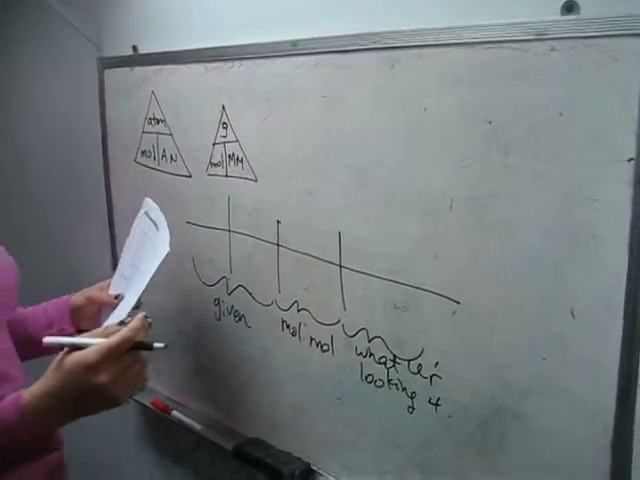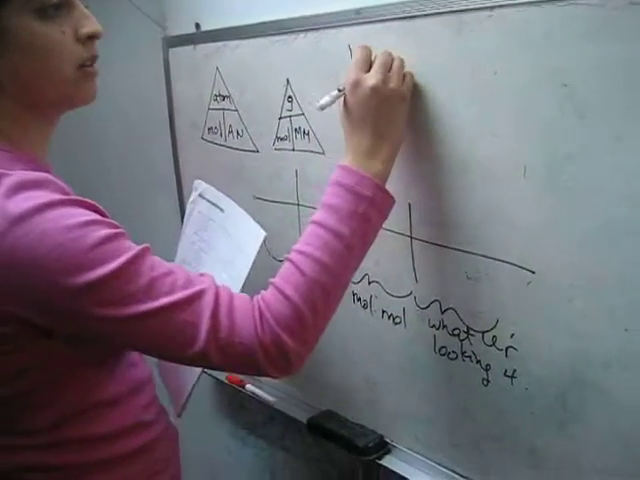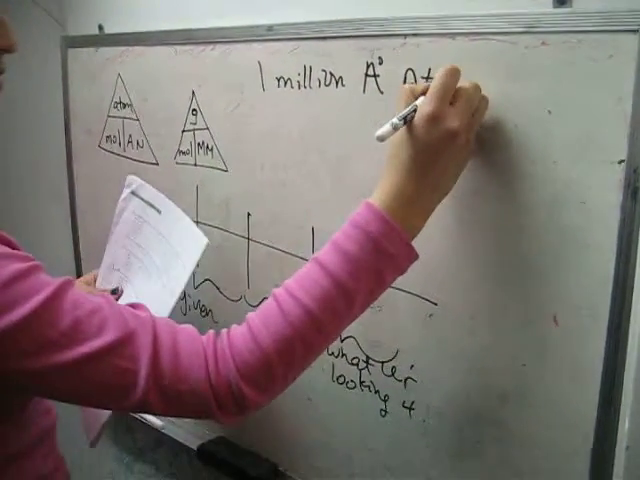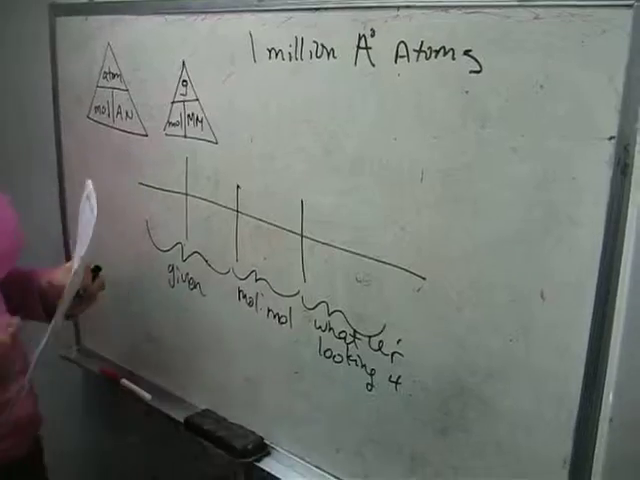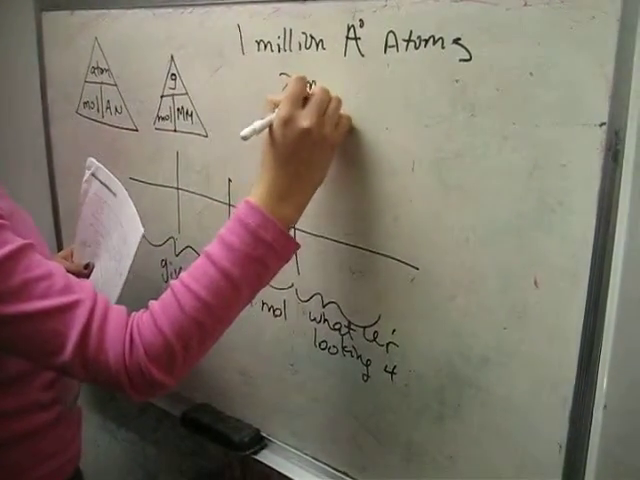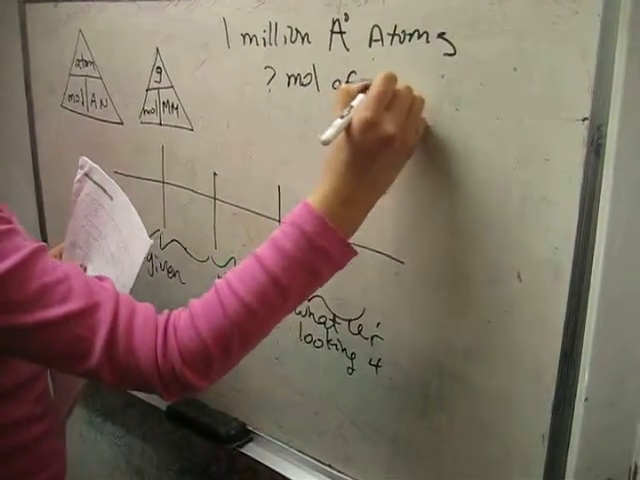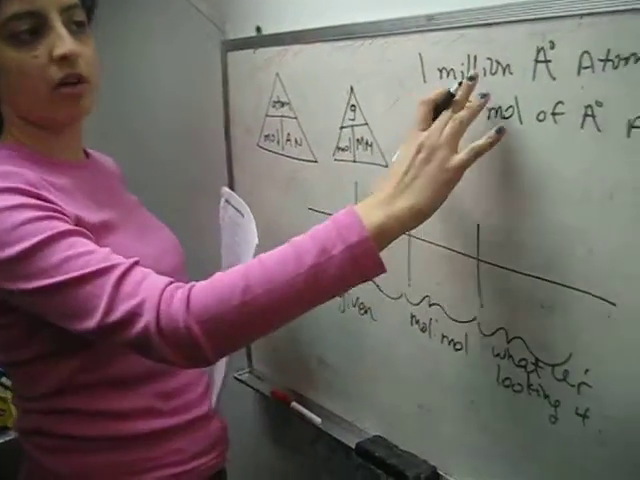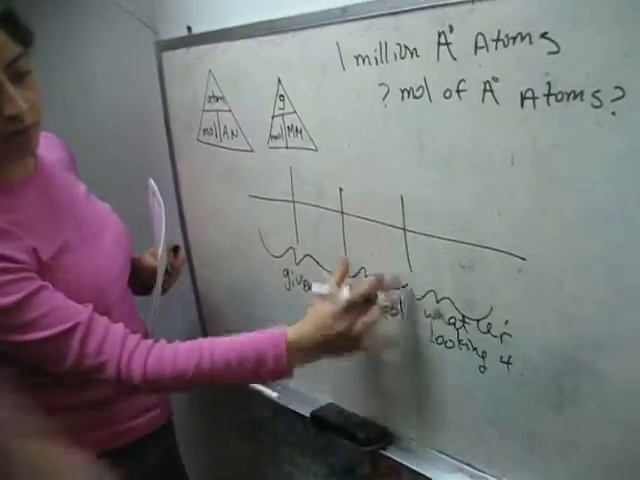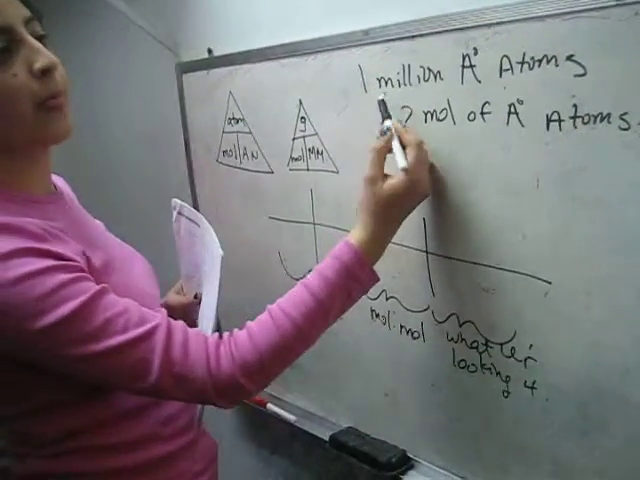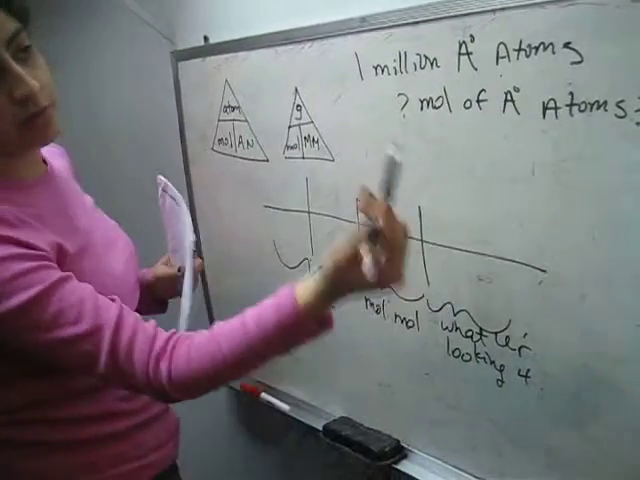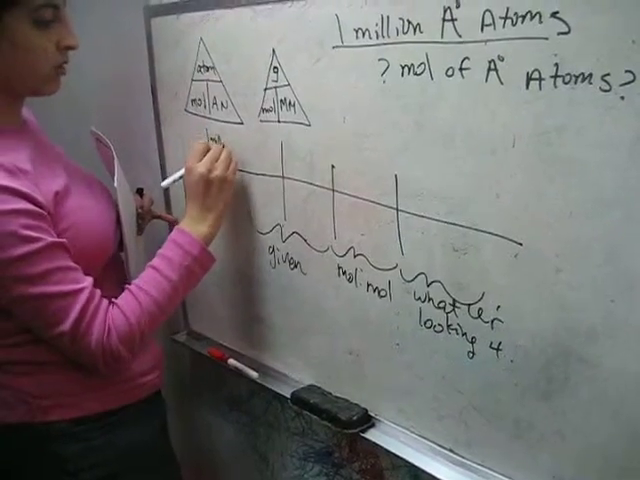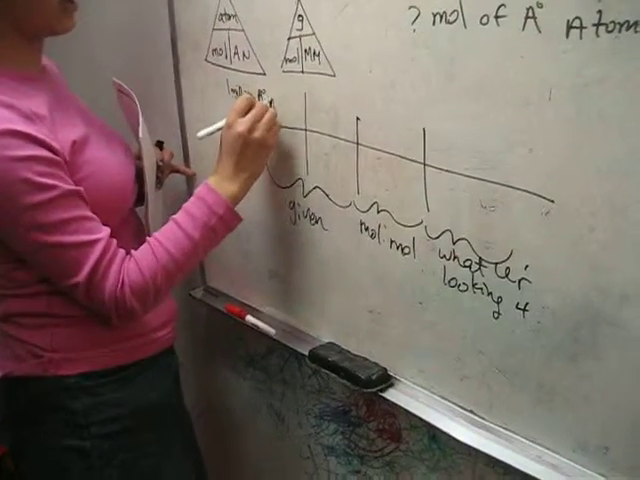We have 1 million argon atoms. Is how many moles of argon atoms? So are we comparing two things? No, we're just talking about argon atoms, so we're not going to be using this section, multiple ratio. So we have 1 million argon atoms. This is what we're given. Let's put that here. 1 million argon atoms.